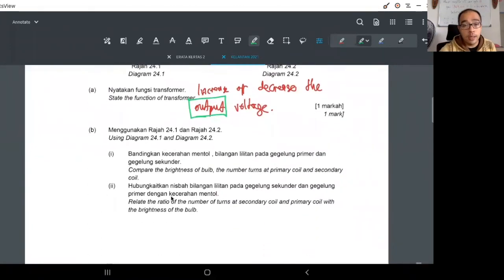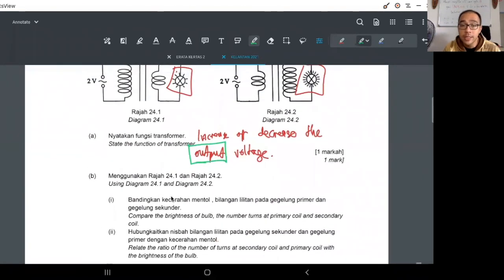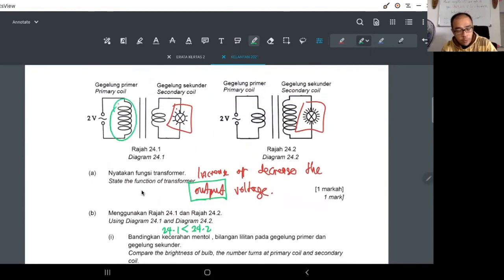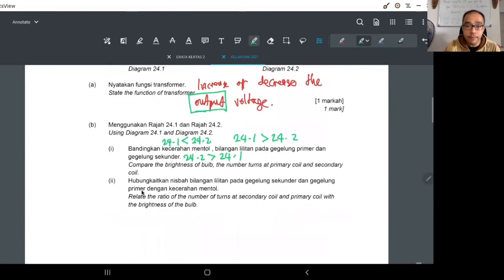Now compare the brightness of the bulb, and the number of turns of the primary and the secondary coil. This is pretty standard. For the brightness of the bulb, 24.1 is less bright than 24.2. For the primary, 24.1 is bigger than 24.2. And for the secondary, 24.2 is bigger than 24.1.